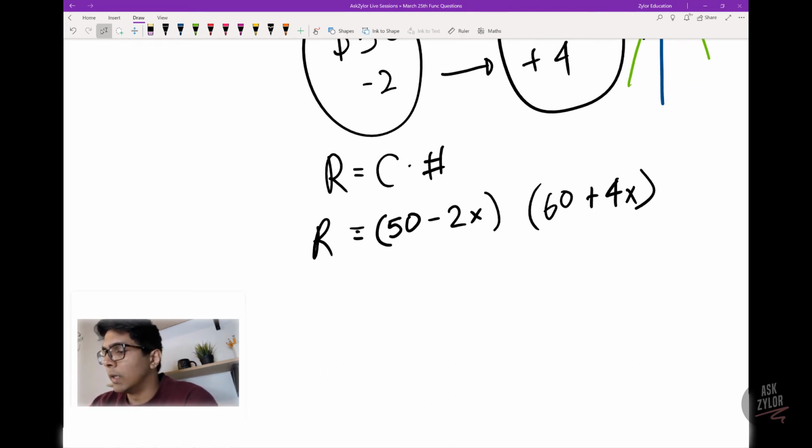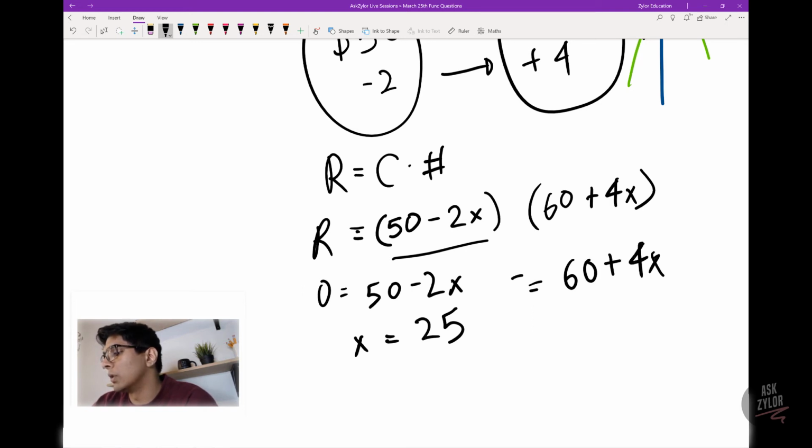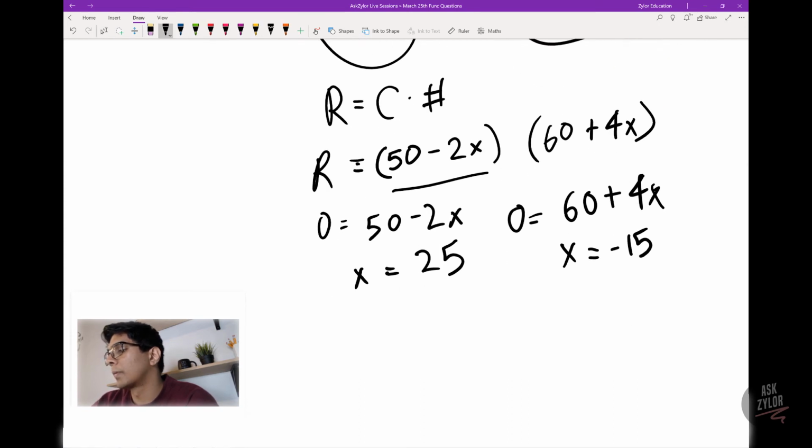That means the midpoint between the 2 zeros is always going to be the vertex. So I'm going to go ahead and find when revenue is equal to 0 for each of these. So 50 minus 2x, x is equal to 25. And then 60 plus 4x, when is that equal to 0? When x is equal to negative 15.